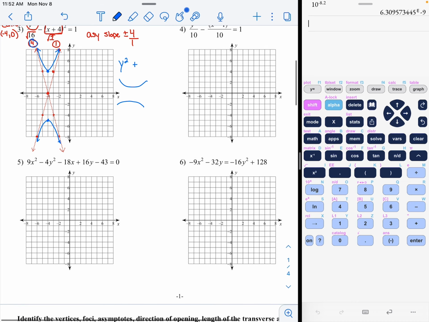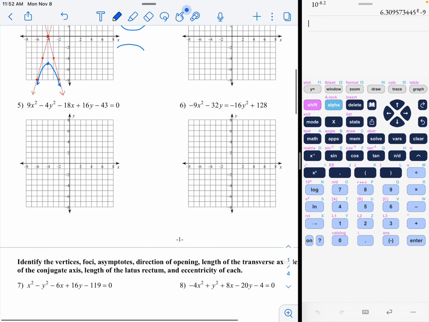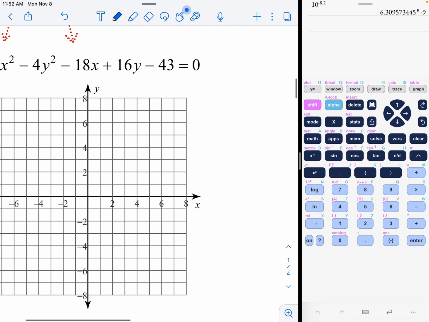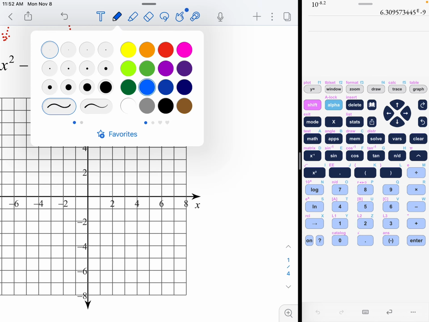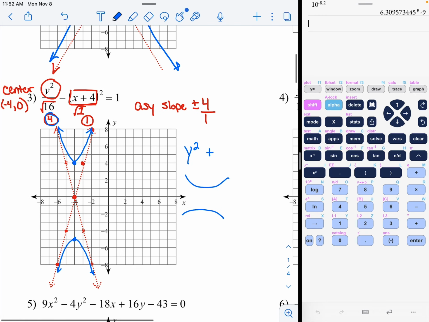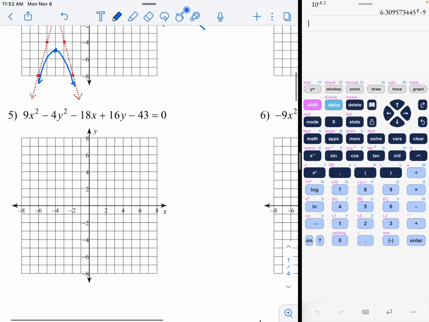All right, let's try number 5. Now, number 5 is just a jerk because it's not in order for you. So what I need to do is write probably pretty small and get this thing so that it looks like number 1 and number 3. And I'm going to do that now.